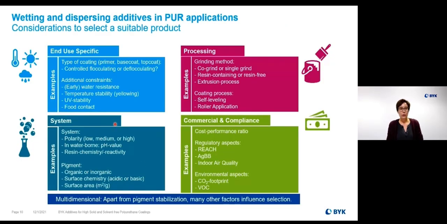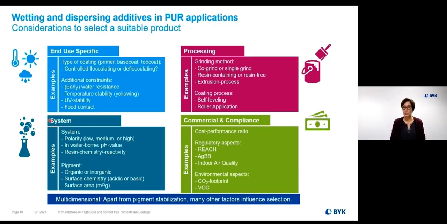What do we have to consider when we want to select the right product? Of course, we have to think about the application of the type of the coating. Do we talk about a primer, a base coat, or a top coat? Do we need a controlled flocculating wetting and dispersing additive or a deflocculating one? And do we have some problems regarding temperature stability? May we face some yellowing or UV stability? Do we need something regarding food contact compliance?